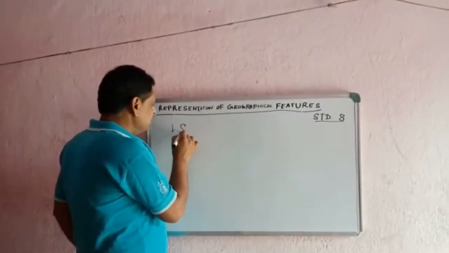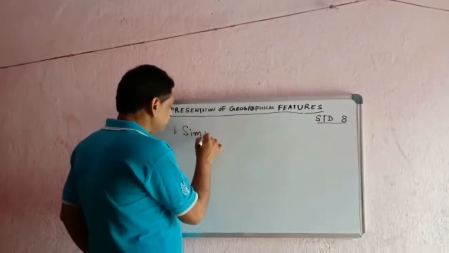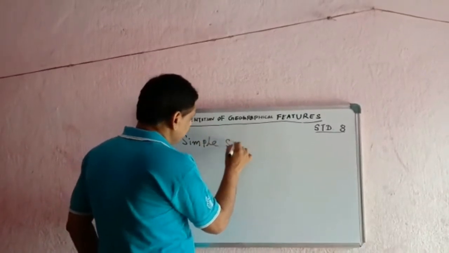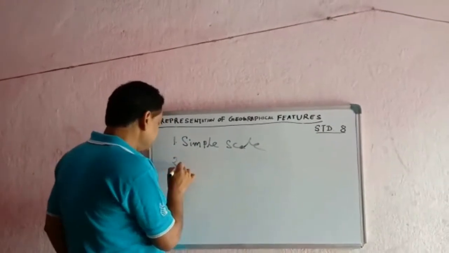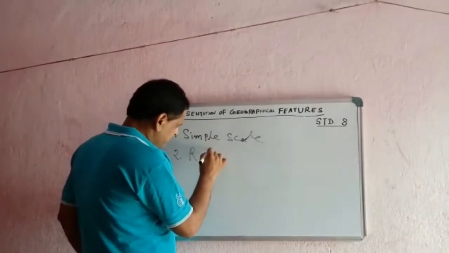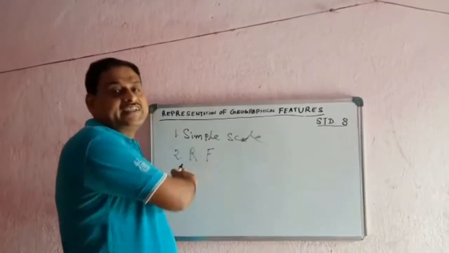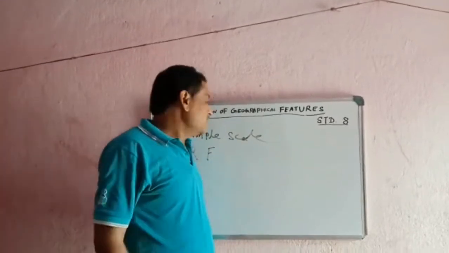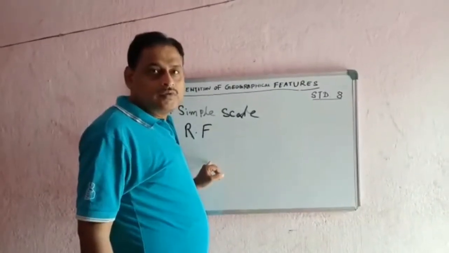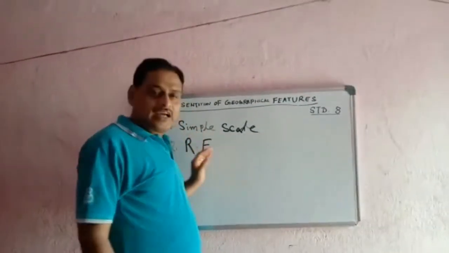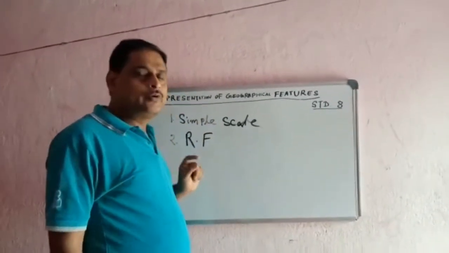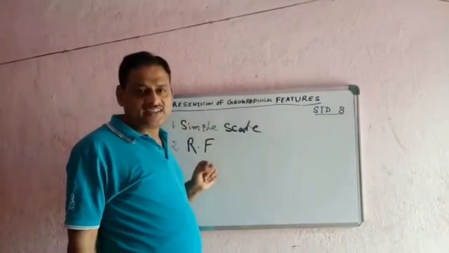First is simple scale. And second is RF, you can say representative fraction. As per your syllabus you have to learn only these two kinds.